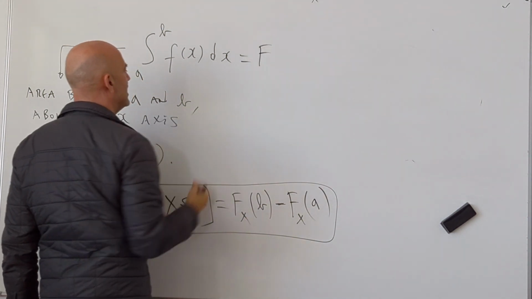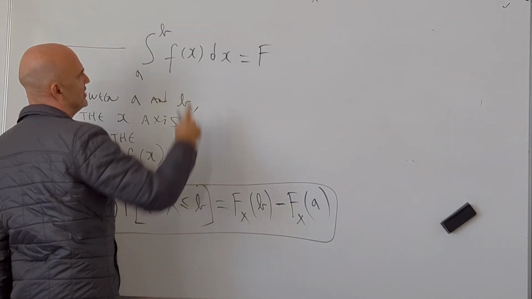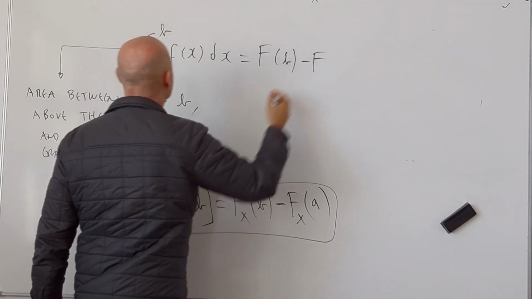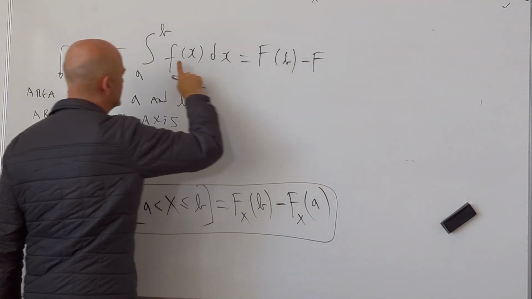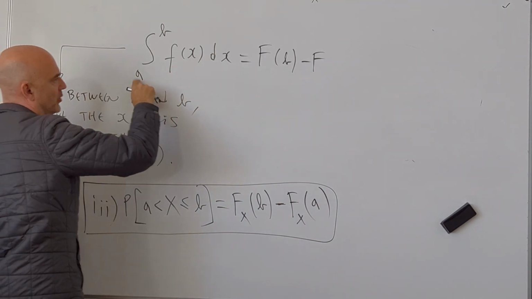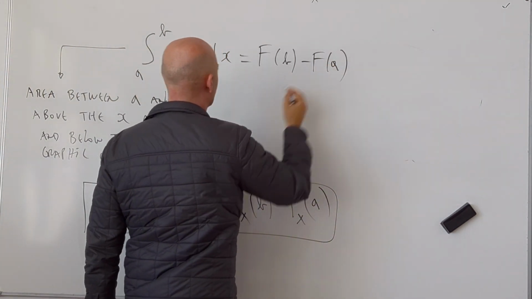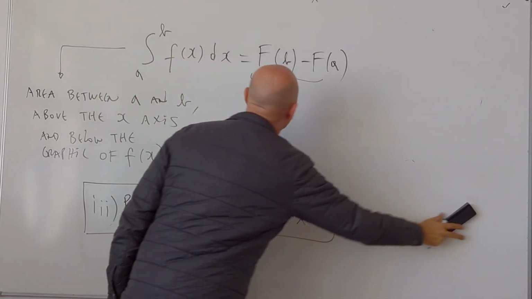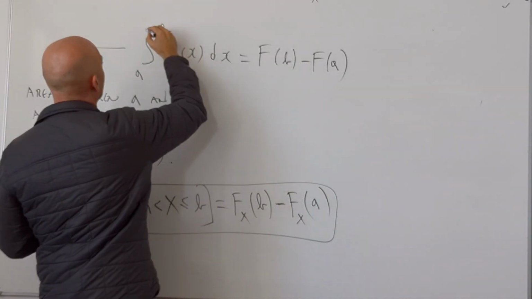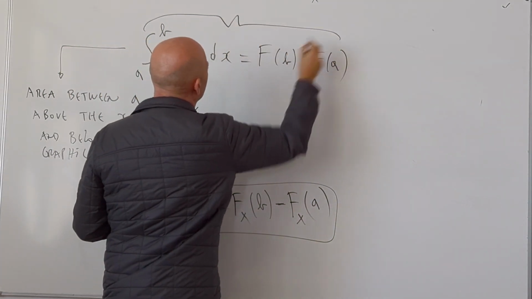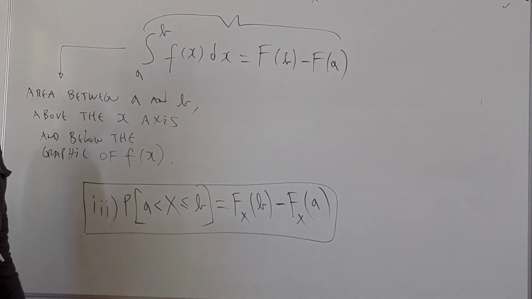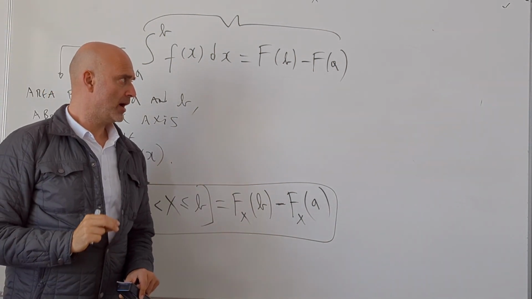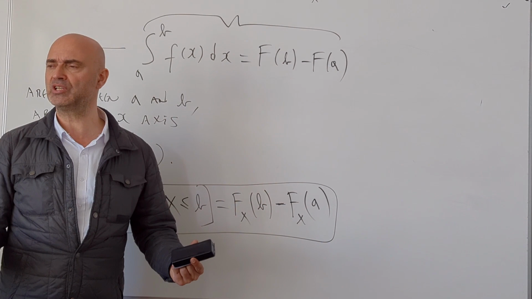evaluated in the upper limit, minus the primitive of small f evaluated in the lower limit. And this is what we call the fundamental rule of integral calculus. But what is the primitive? What is the primitive?